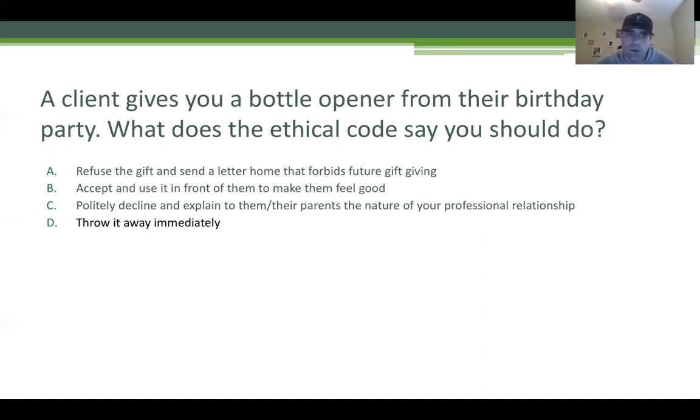D, throw it away immediately. No, don't do that. Just politely decline it. Explain the situation. Very politely. 99% of people understand. If they don't, contact your supervisor, right? But what to learn from here is we aren't allowed to take gifts. Full stop. Now, you have to respect cultural bounds. So if there's a cultural thing going on, that's something you might want to consult with your supervisor on and then be advised from there, because you have to respect others' cultures. But end of the day, gifts are not deemed acceptable.